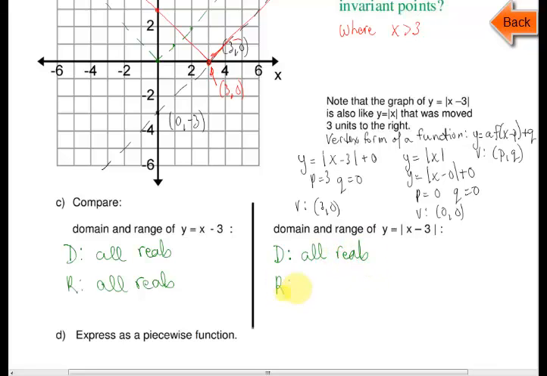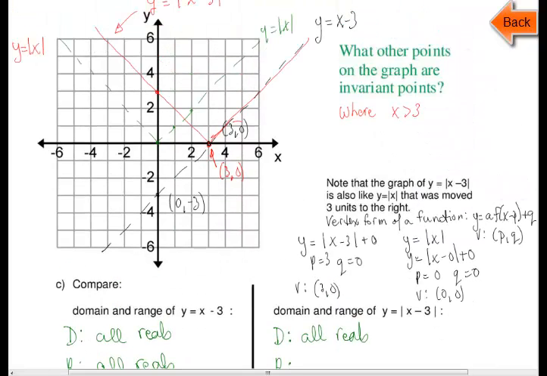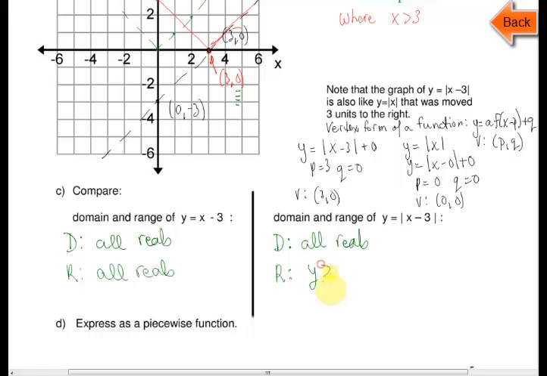All right, and the range is also similar to a quadratic function. We want to take a look at the vertex. Our smallest value for y, our lowest value for y, is at 0. Every other point on the graph is greater than 0, and so y is greater than or equal to 0.